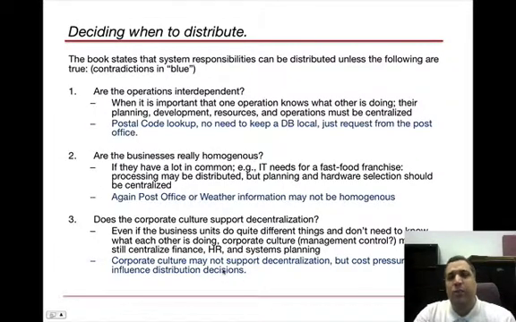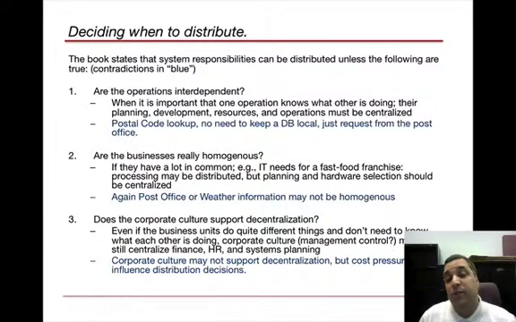So when do you distribute? A couple of key things, and it's fairly simple. Are the operations interdependent? If they are interdependent, then their planning, development, resources, and operations have to be centralized. Because you can't take each individual piece and just send it off to have it processed and come back. If it's interdependent, you need the result of task A to feed into the input of task B. And so they're linear no matter what.